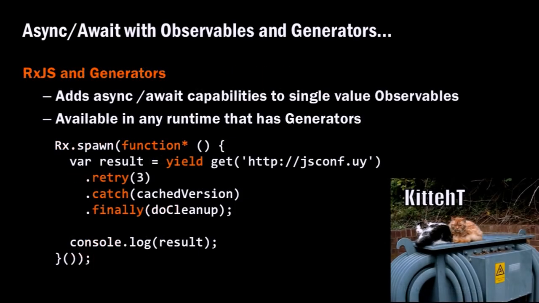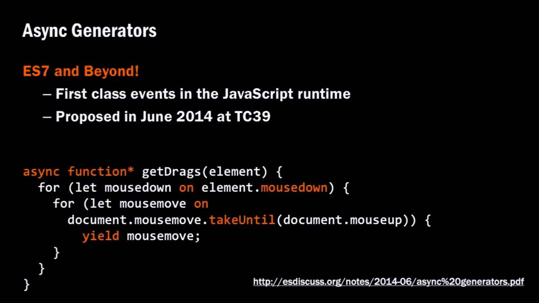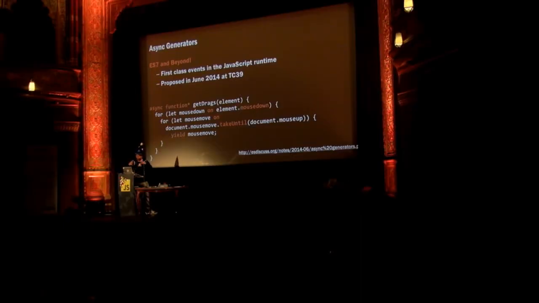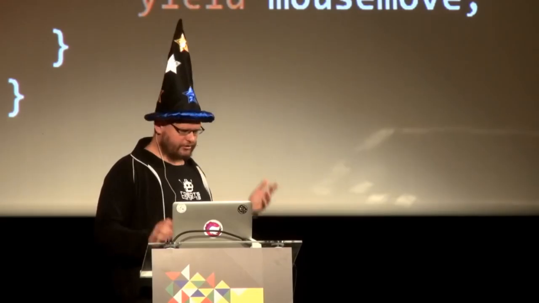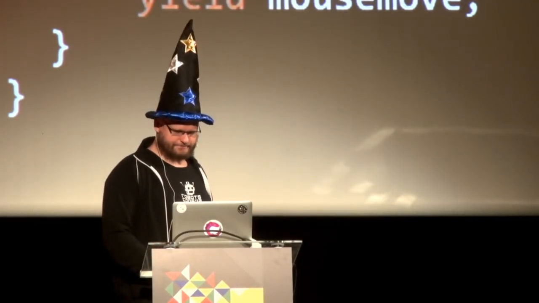But you can already do that today with the spawn function inside of Rx, where you can do the retry, catch, and finally all of that, and then log the result. We have that today, so you're living in the future already. And then what we're working on now is the idea of taking observables and moving it into ES7 directly. So now you can get your mouse drags and your mouse moves and take until mouse ups, all completely native to your browser.